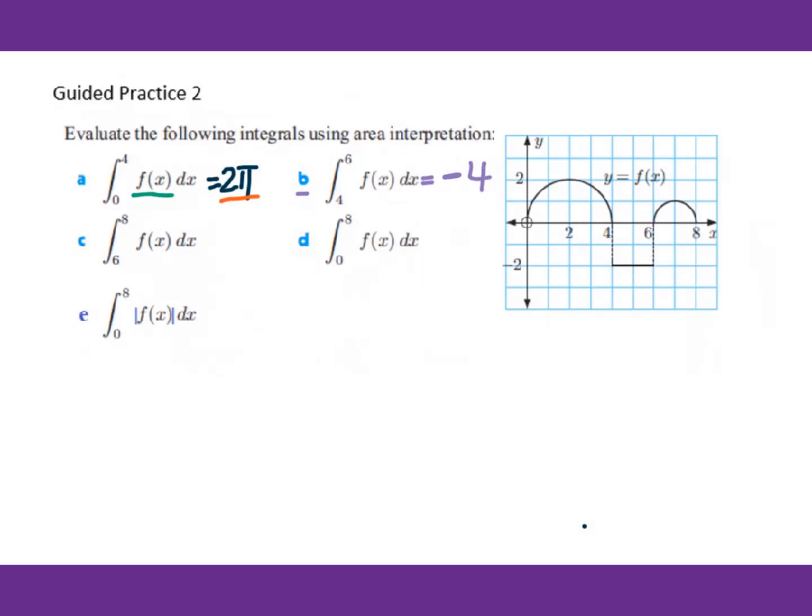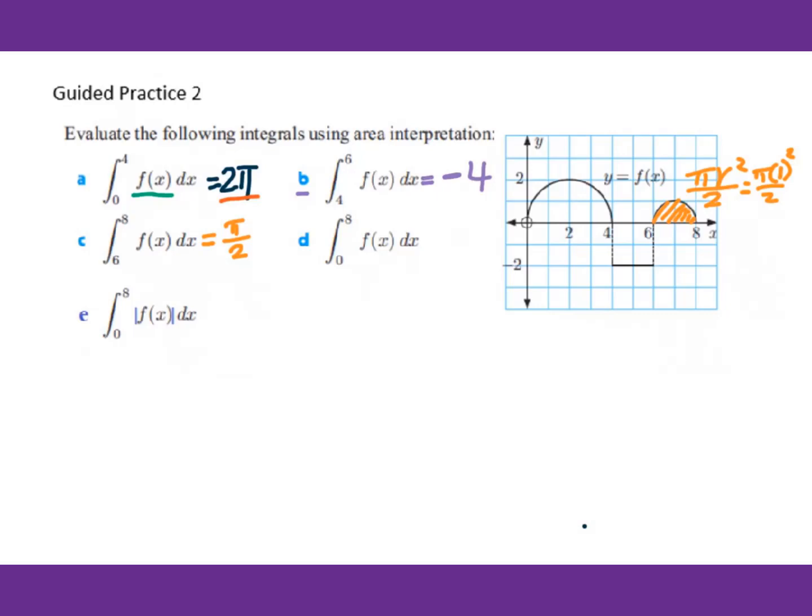Let's go to C. Definite integral of f of x from 6 to 8. That means this one. You have to use pi r squared over 2. We do know that r equals 1, so pi times 1 squared over 2 equals pi over 2.